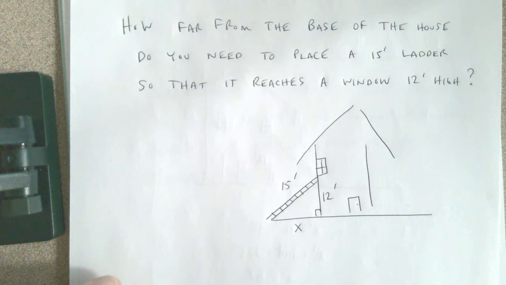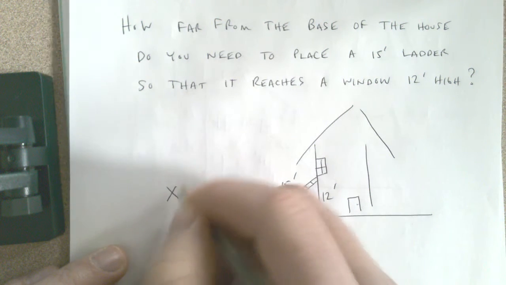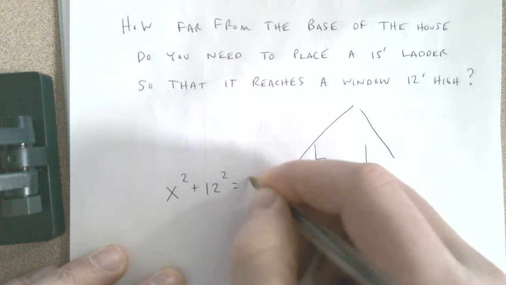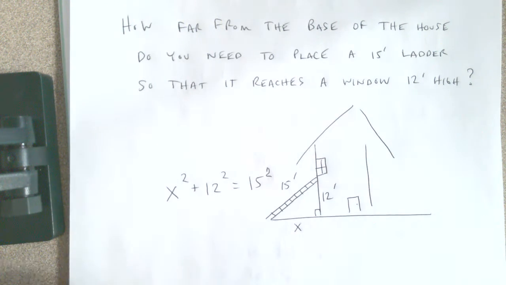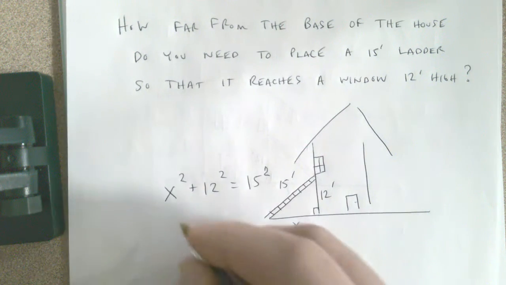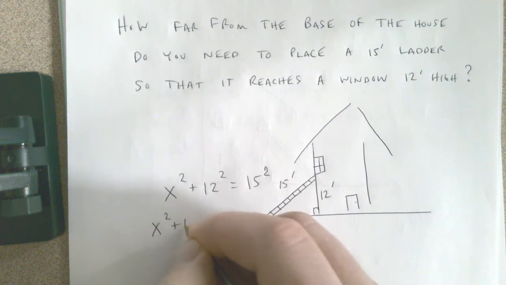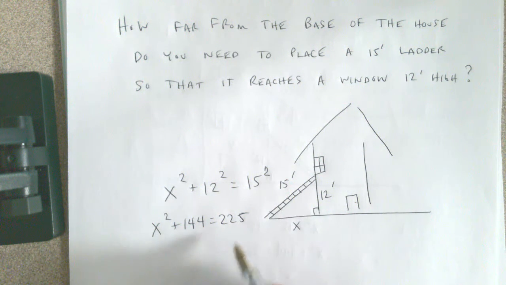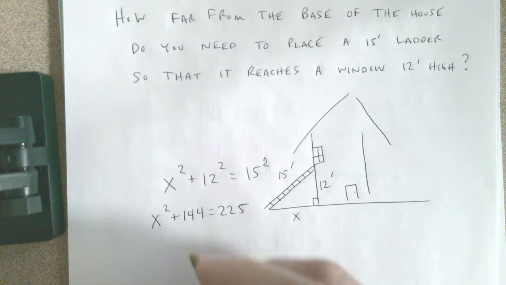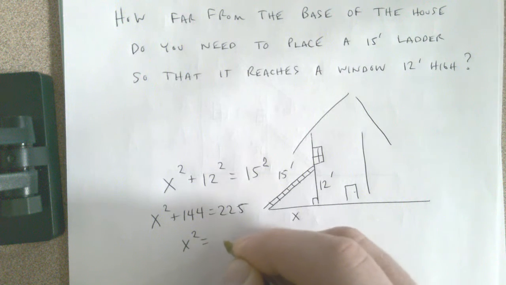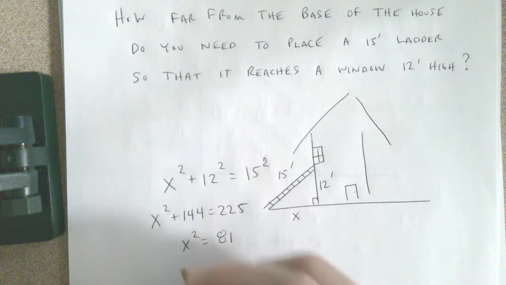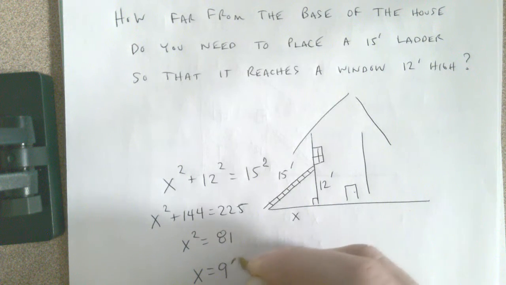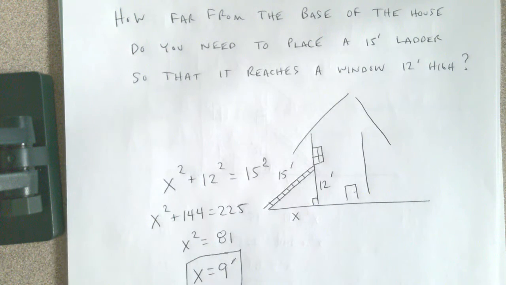So in terms of your setup here, you would do x squared plus 12 squared equals your hypotenuse, which is 15 squared. And so we get x squared plus 144 equals 225. If I subtract 144 from each side, you get x squared equals 81. And then if you take the square root of both sides, we're saying that it's 9 feet from the base of the house.